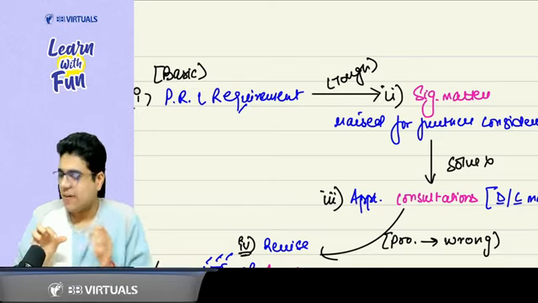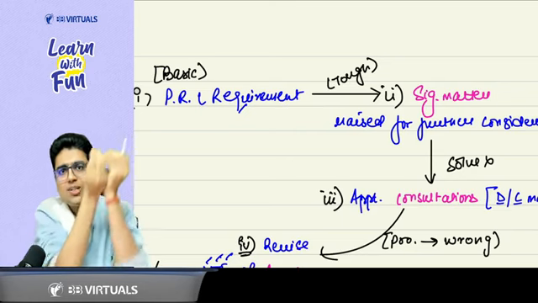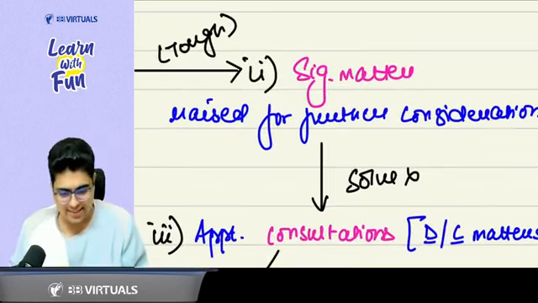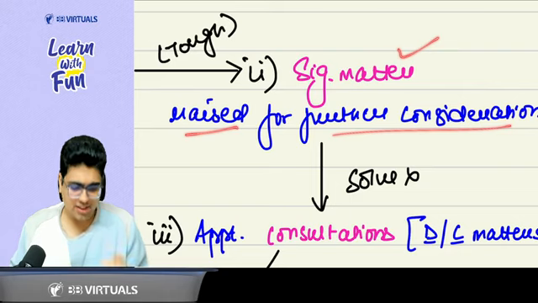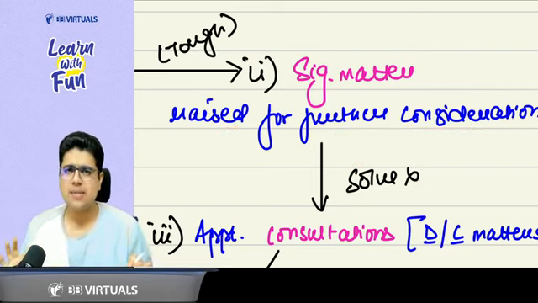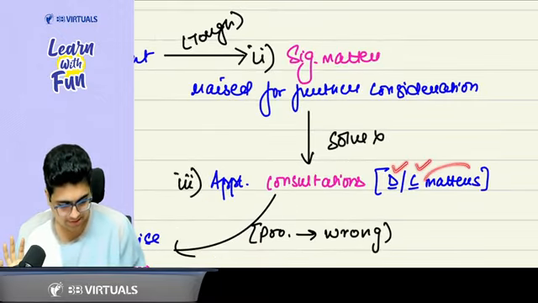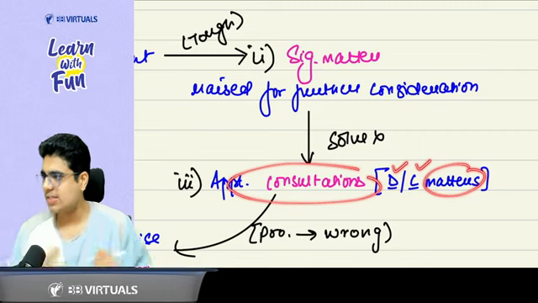And if junior finds something tough, he will raise it to the senior. So the second point says significant matters were raised for further consideration. Then if even the senior is not able to solve, that means it is something difficult. Yes, sir. So for difficult and contentious matters, you should take appropriate consultation.